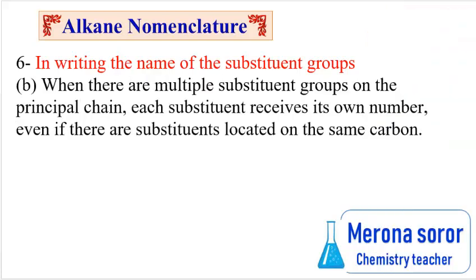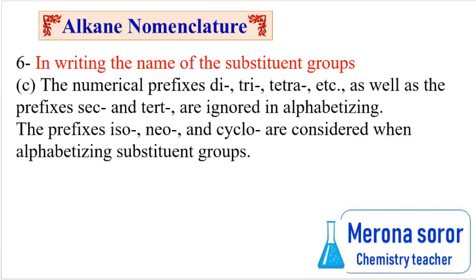Point B. When there are multiple substituent groups on the principal chain, each substituent receives its own number, even if there are substituents located on the same carbon. Point C. The numerical prefixes di, tri, tetra, as well as the prefixes cis and trans, are ignored in alphabetizing. The prefixes iso, neo, and cyclo are considered when alphabetizing substituent groups.